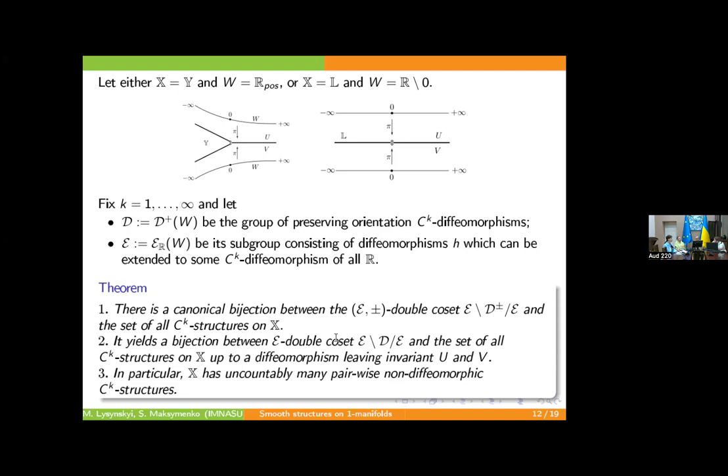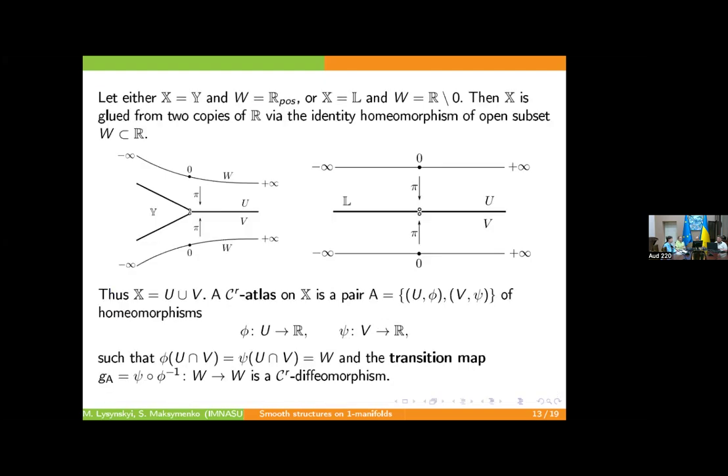But actually, this follows from what is said in part 2. So the classification of smooth structures up to a diffeomorphism which leaves them invariant is given by double cosets. But by diffeomorphisms which are allowed to make this flip, it is classified by plus-minus double cosets. This is essential. And the third statement is in particular that X has uncountably many pairwise non-diffeomorphic structures. So this essentially differs from the real line, where we know that there is only one smooth structure.